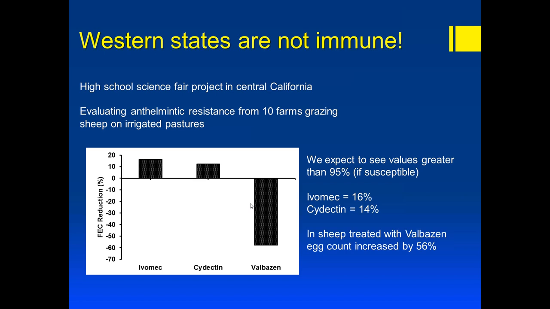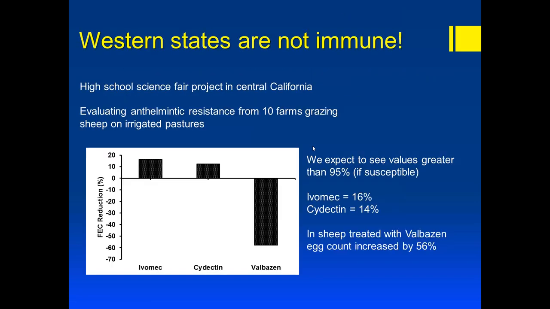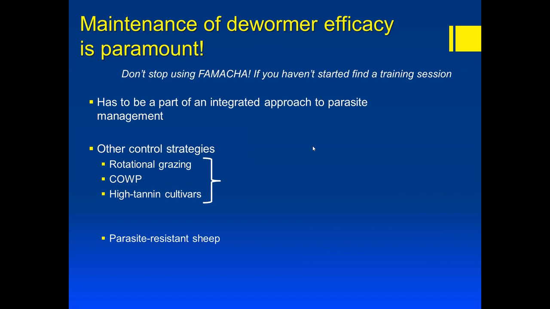I've talked to some folks in Nebraska at the Meat Animal Research Station. They're having problems with anthelmintic resistance, and I can think anywhere where there's grass growing and we have sheep grazing, we're going to have some level of anthelmintic resistance. So because we have such a developing problem with anthelmintic resistance, please do not stop using FAMACHA.